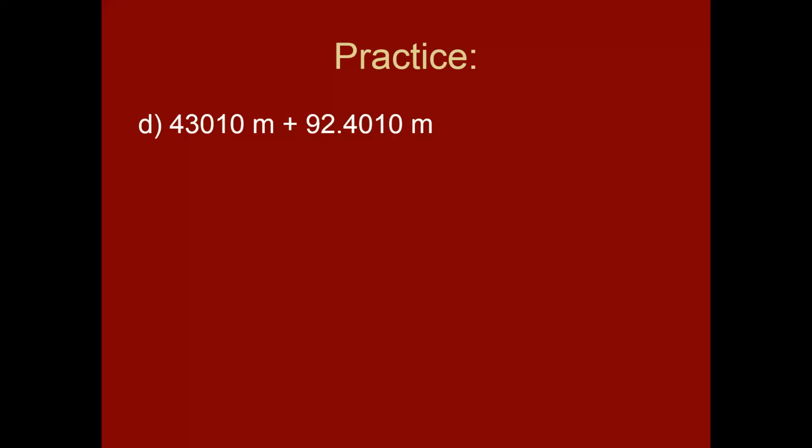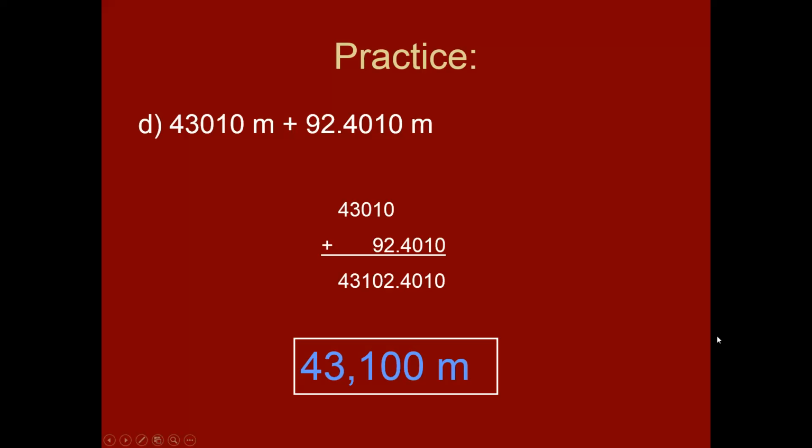43,010 plus 92.4010. Remember, I've got a decimal point here. That 0 is significant. That 0 is not. Let's add these up. 43,010 plus 92.4010 gives you 43,102.4010. It's addition and subtraction, though. What really matters in addition and subtraction is decimal places. This has 4, this has none. The answer is 43,100.